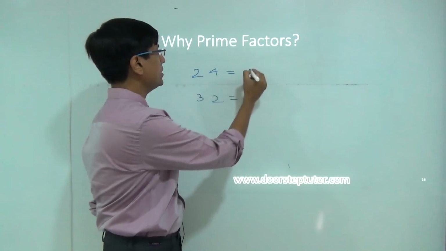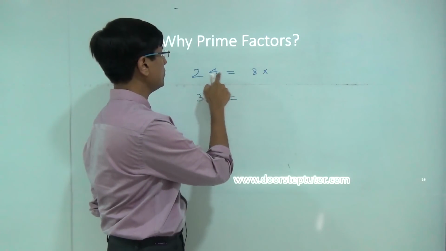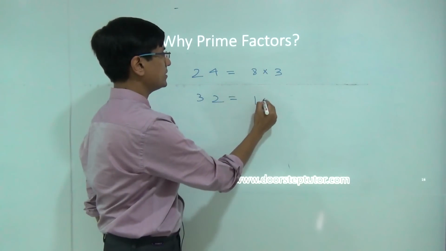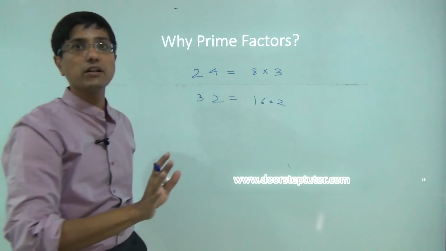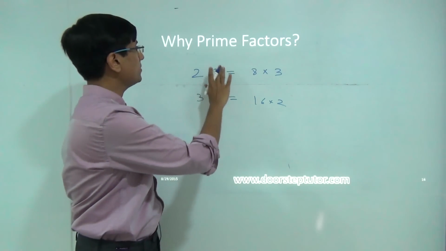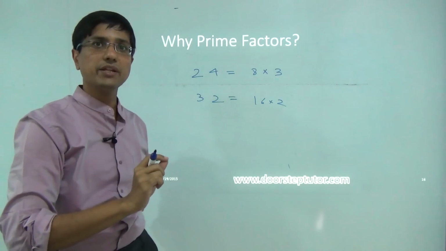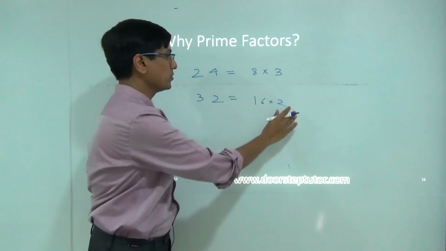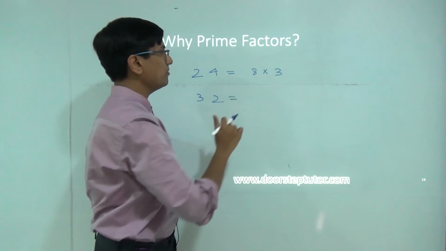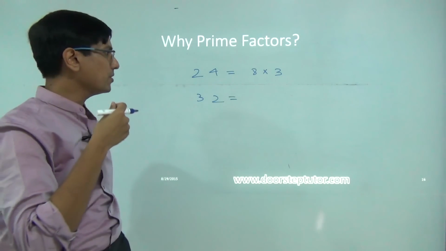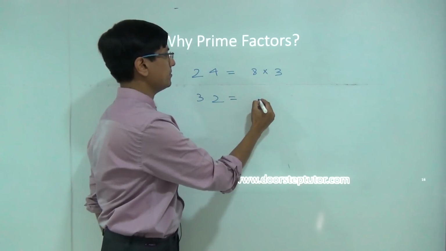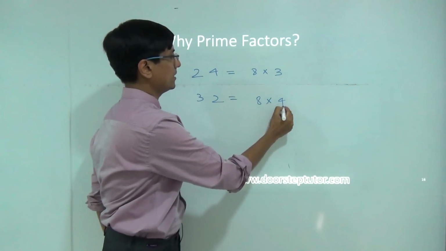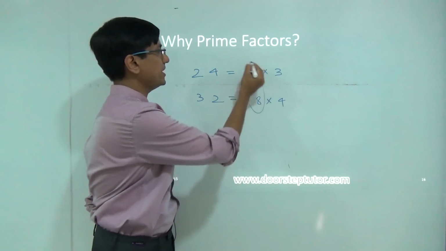So don't write 24 as 8 into 3 and 32 as 16 into 2. Now you will be completely lost. Always divide the numbers when you are trying to find the LCM and HCF. Always divide the numbers into prime factors. Slowly and gradually you will be able to develop intuition, and then you can, for example, write like this and understand that 8 would be the HCF.